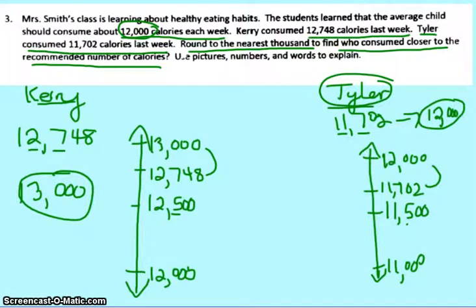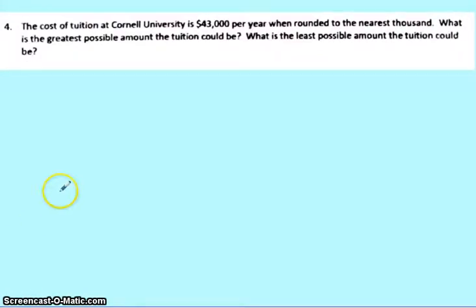All right, let's take a look at the last question. It says the cost of tuition at Cornell University is $43,000 per year when rounded to the nearest thousand. What is the greatest possible amount the tuition could be? What is the least possible amount the tuition could be? Well, I'm going to leave that one for class tomorrow for our discussion.